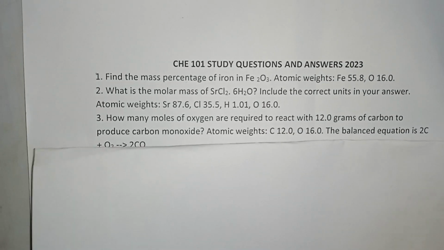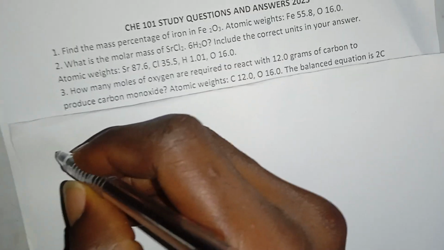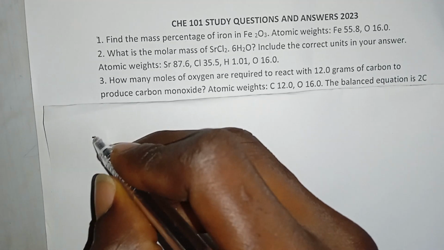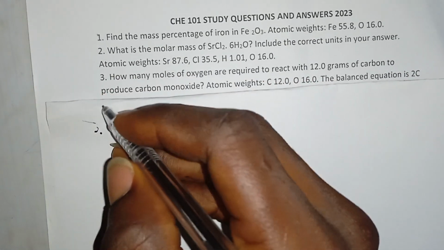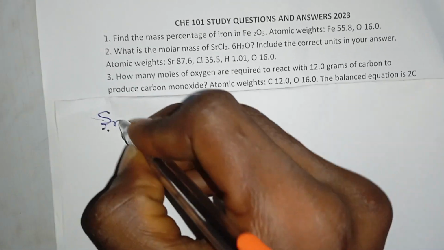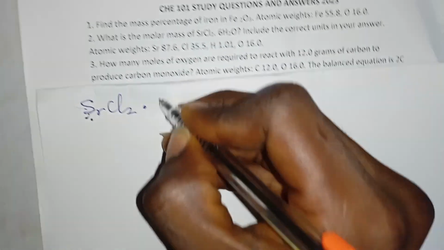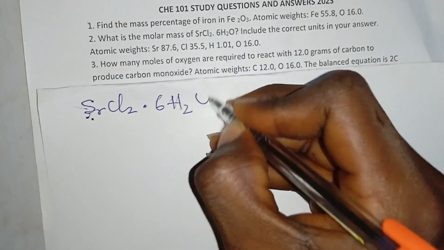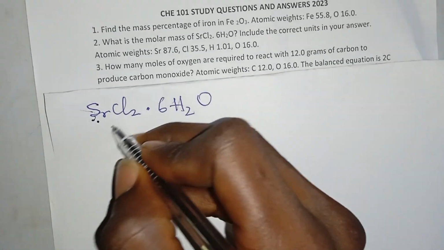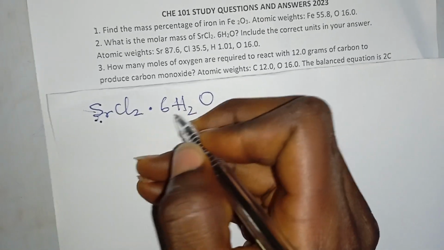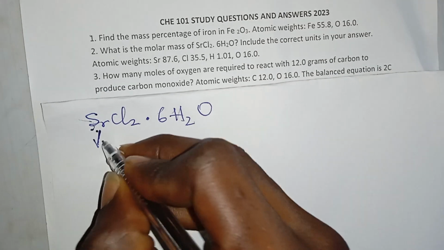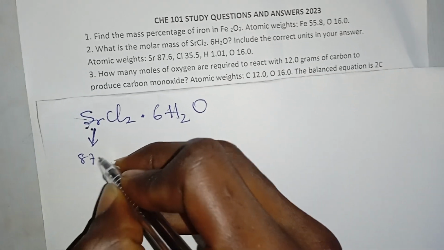Question 2 is asking what is the molar mass of strontium chloride dot 6 molecules of water. So I have SrCl2.6H2O. They're asking us for molar mass. I need you to know that when it is molar mass, it's talking about taking note of the lineup of the compound. So given to us, strontium is 87.6.